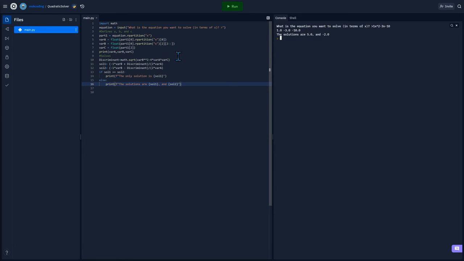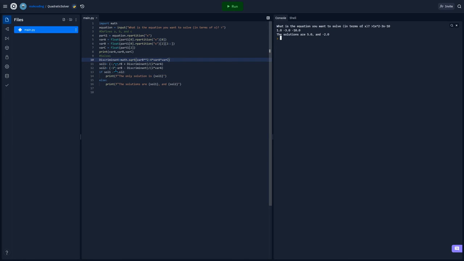So first, we solve for the discriminant, like we do in the code. So that's the square root of b squared minus 4ac. b squared is 9. 4ac is minus 40. And so subtracting a negative number is the same thing as adding the absolute value of that negative number. So subtracting negative 40 is the same thing as adding 40. So 40 plus 9 is 49, and the square root of 49 is 7.